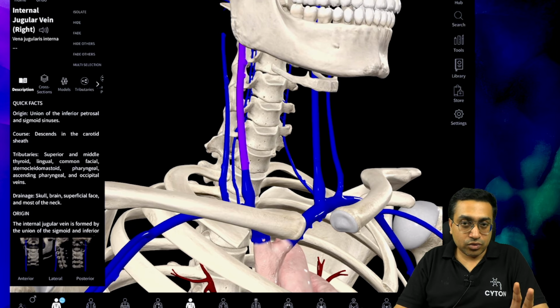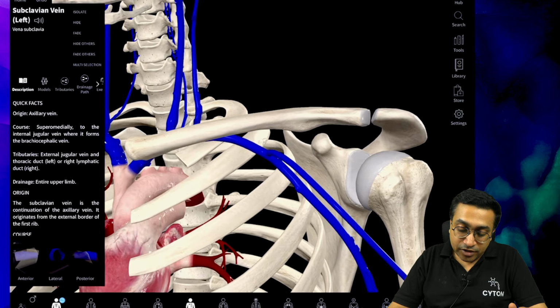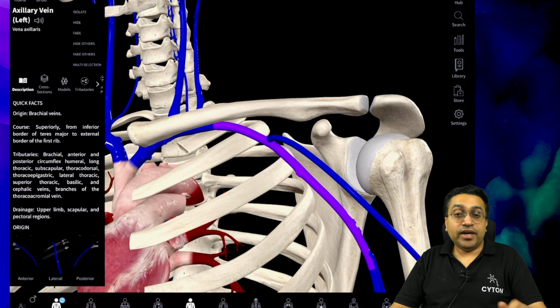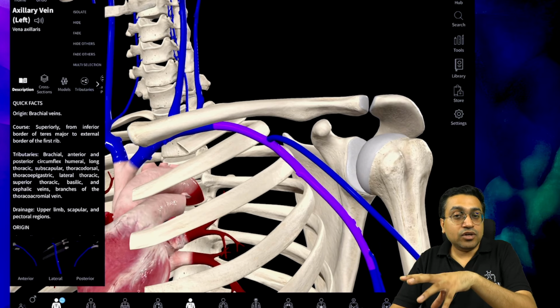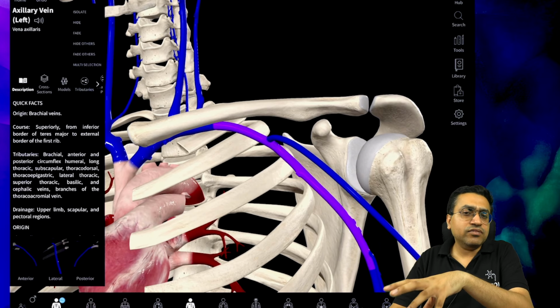Then if I show you this further, this subclavian vein is further drained by the axillary vein. So the axillary vein is taking all the venous drainage and putting it into the subclavian vein, right? So this is a reverse manner which is happening. This is the subclavian vein, then we have the axillary vein in the axilla along with the axillary artery.